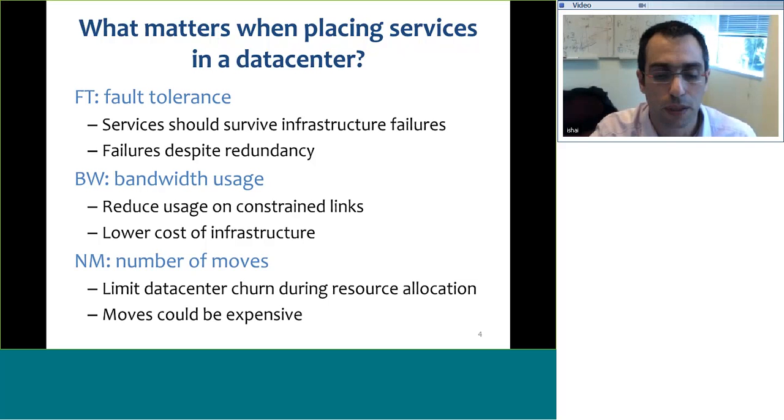In the context of machine moves, a move is, for example, when we placed Srinivas' machine in one rack and we want to move it to another rack. In terms of what goes on in the background, it's a lot of hassle, because we need to transfer the context of his machine, copy a lot of data, and so forth. So these are the three criteria that will drive our approach.